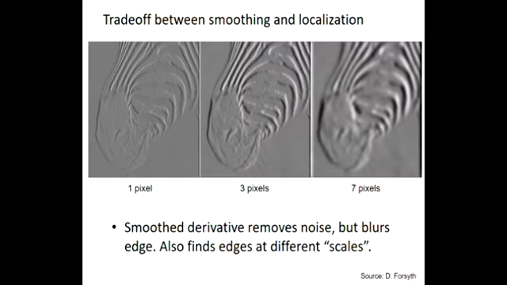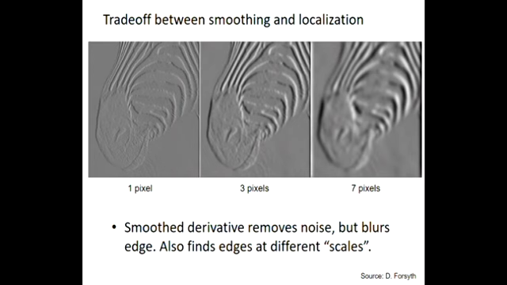So there's a trade-off between smoothing and localization. The more you smooth, the more you remove noise, but you also blur the edge. If you use wider difference of Gaussian filters, you'll also find larger scale edges. With a very small difference of Gaussian filter, by which I mean a smoothing function with a small sigma followed by a derivative, you're going to find finer edges in an image.